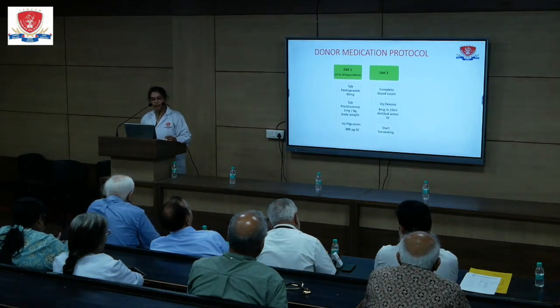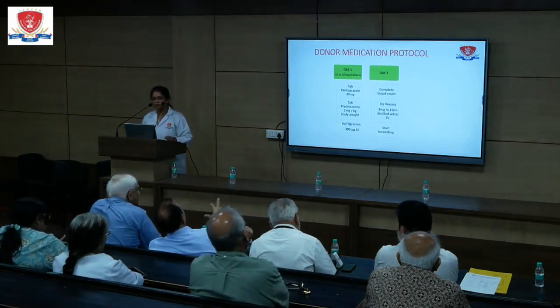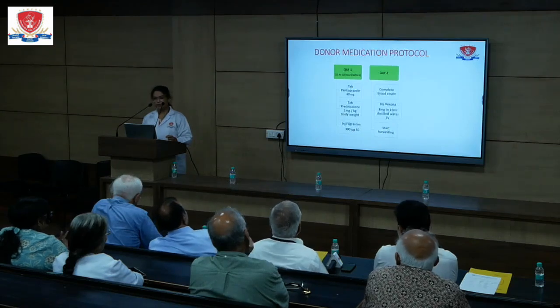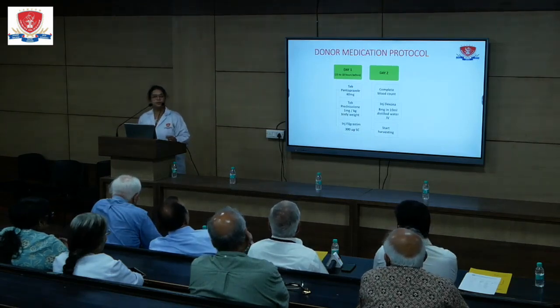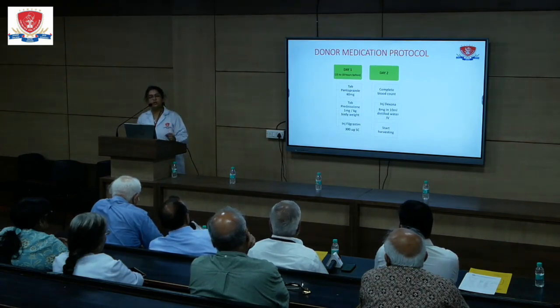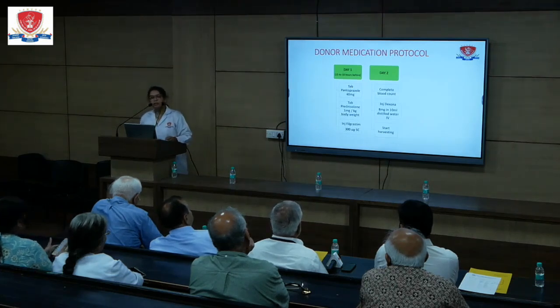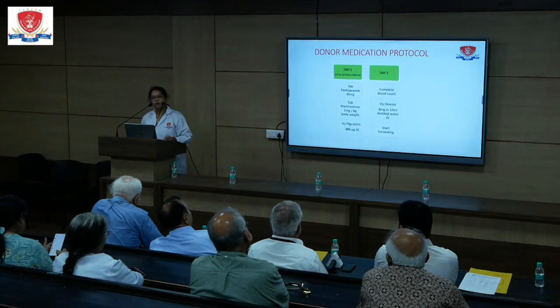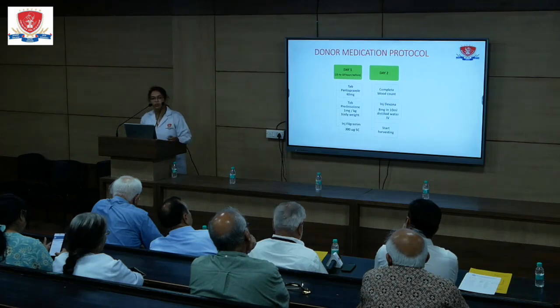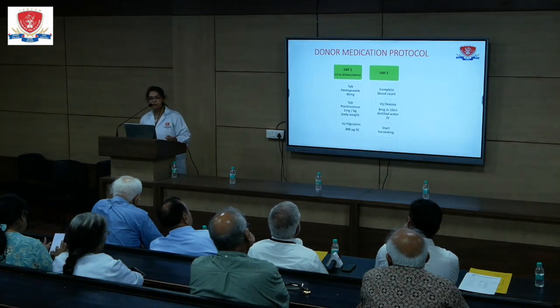The donor is called the next day. A complete blood count is done. Filgrastim, what is it? This is the granulocyte colony stimulating factor. In the complete blood count, we see the number of WBCs to identify how much the WBC count has increased. Thereafter, injection dexamethasone 8 mg is administered, and then after 1 hour we plan the harvest.